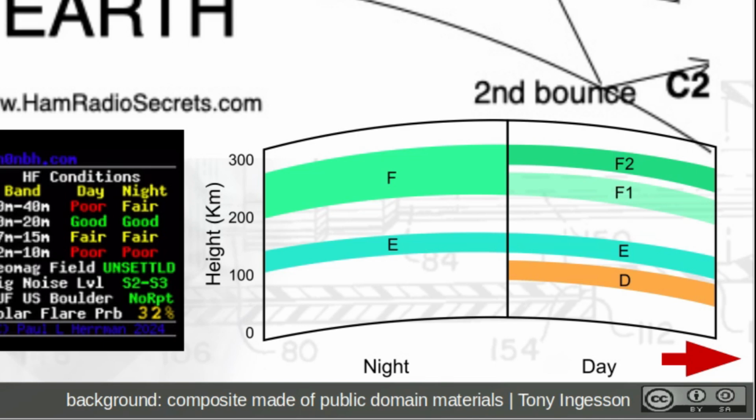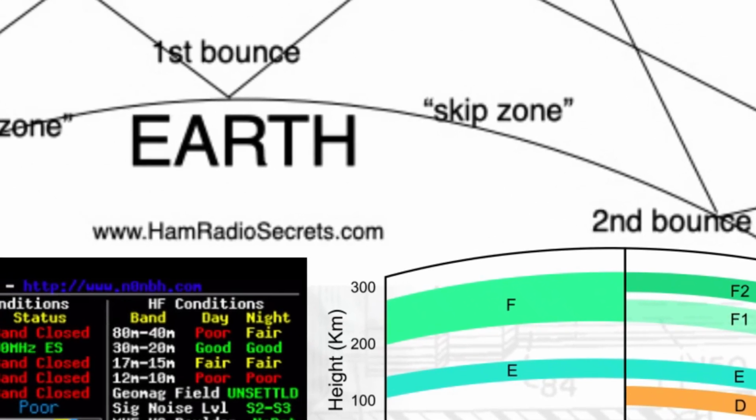And what this means is that this combined layer makes it possible for radio transmissions to bounce down to Earth again. So as you can see here, you can get a first bounce, and then it bounces off the Earth, goes up and bounces in the atmosphere, and then it goes back down to Earth.